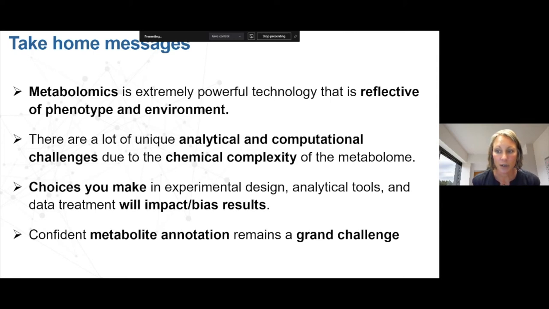And so the main take-home message, too, is that because of all of these caveats and challenges within metabolomics, it's critically important that you report all of the details of your experiment and how you treated your data, and submit your raw data to publicly accessible repositories. This is important to ensure the transparency of your work and also enable the potential for data reuse as our computational tools improve.